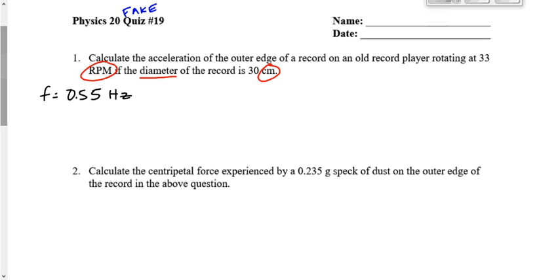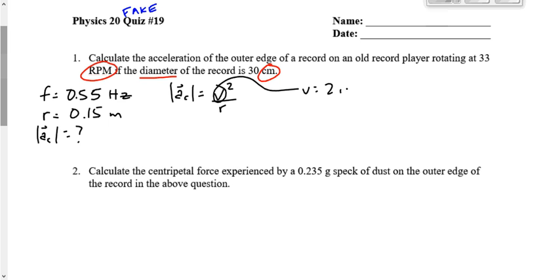We see a radius here, not a diameter, but a radius of 0.15 meters, and we want to find the centripetal acceleration here. So we're going to say a is equal to v squared over r. But we don't know what v is, so we'll find it. Here we go, v squared over r. So let's find it by saying v is equal to 2 pi r over T.